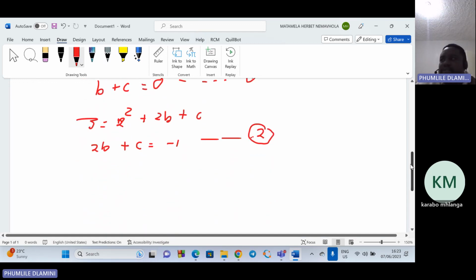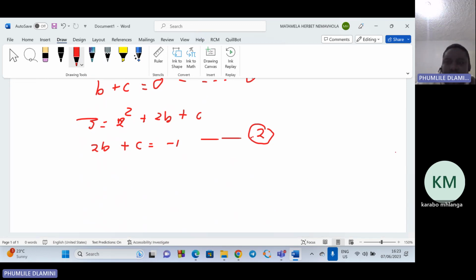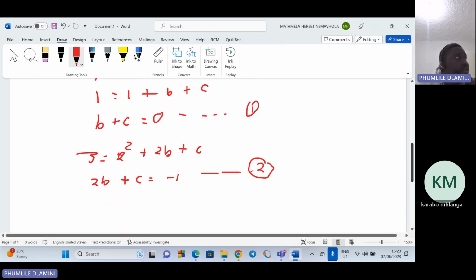When you have this equation 2, then we can now subtract. When we subtract, okay, give me 1 minute.